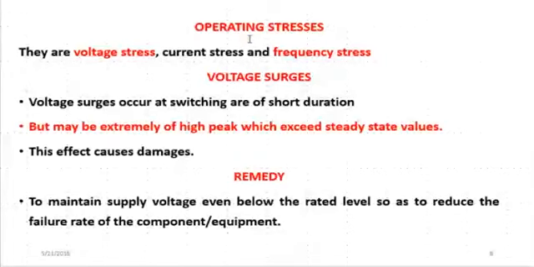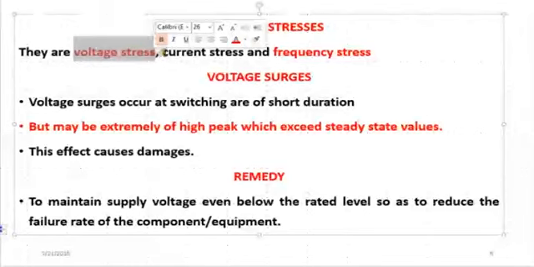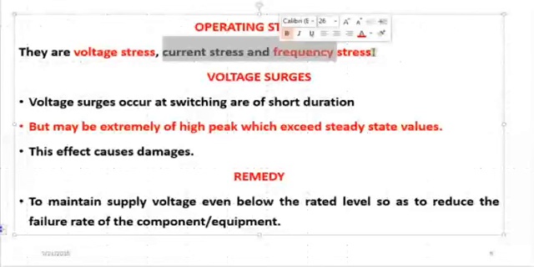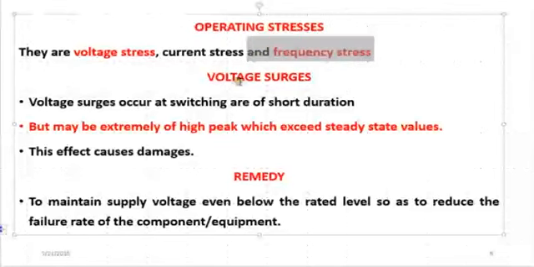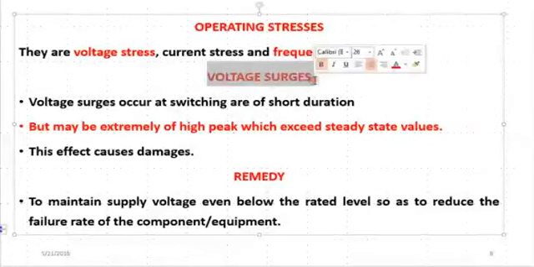We are done with the environmental stresses. Now we are going to look at the operating stresses, and by operating stresses we mean the stresses that exist in electronics and electrical components by the supply of energy to them. And this involves the voltage stress, the current stress, and the frequency stress, and we are going to discuss them one after the other. We start with voltage surges.